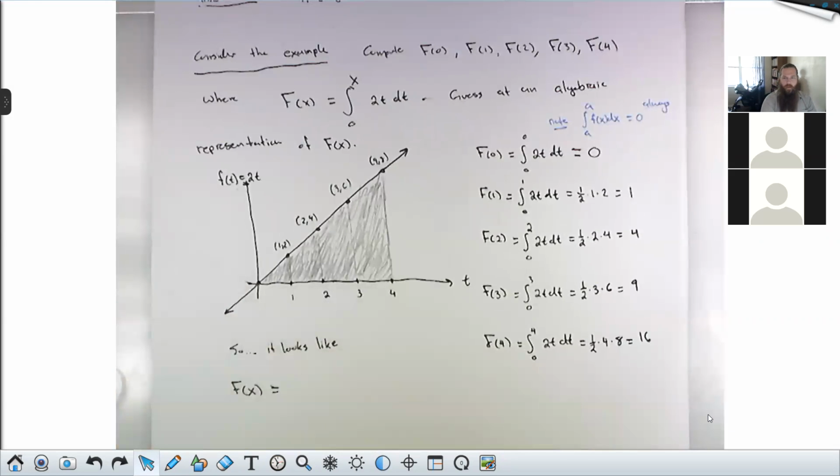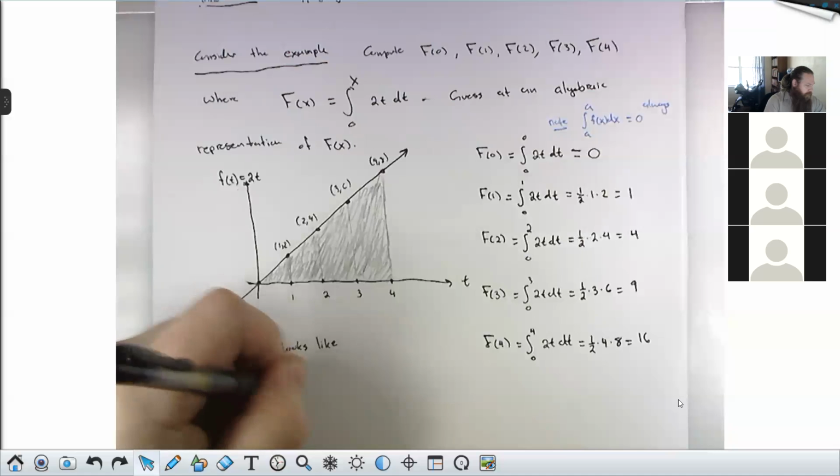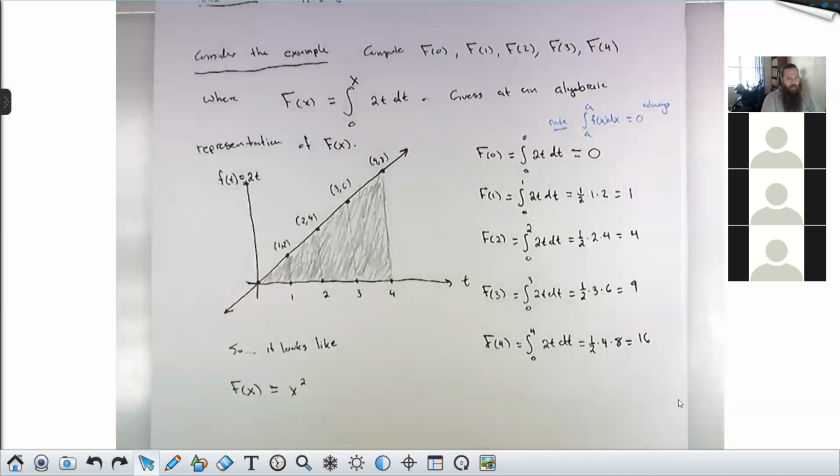X squared. Right, yeah, this looks like the squaring function. X squared does that. 1 squared is 1, 2 squared is 4, 3 squared is 9, 4 squared is 16. And if you were to look at this and send it all the way out to some capital X, you would have 1/2 times x times 2x, which really is x squared. It's not at all hard to prove that this really is x squared. But I think it's easier for us to digest it if we see it little bits at a time.